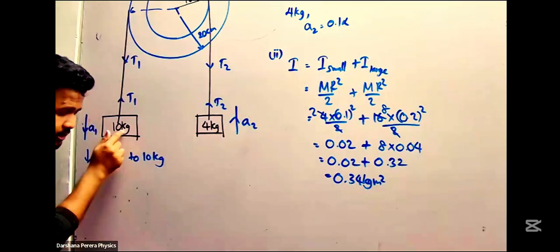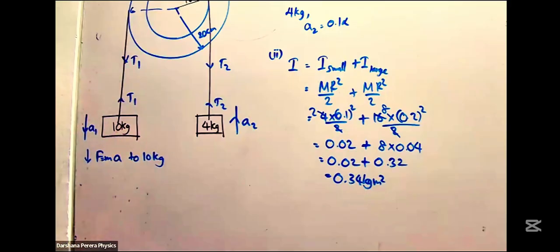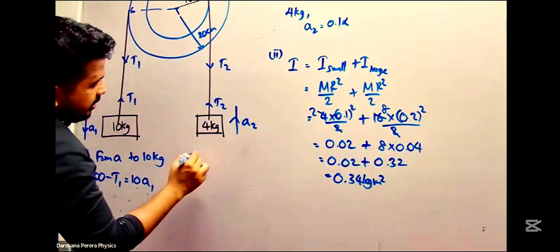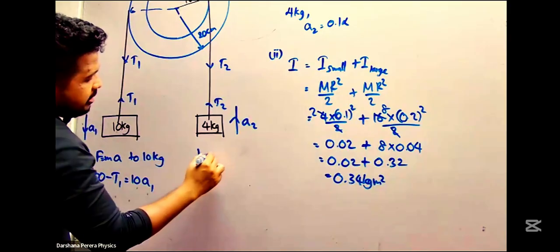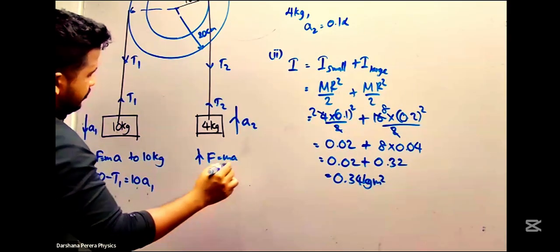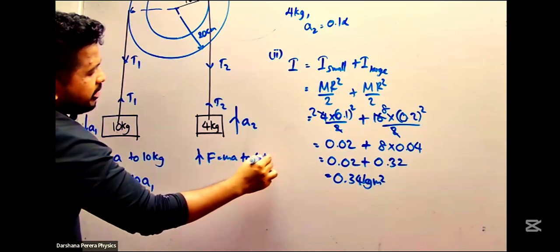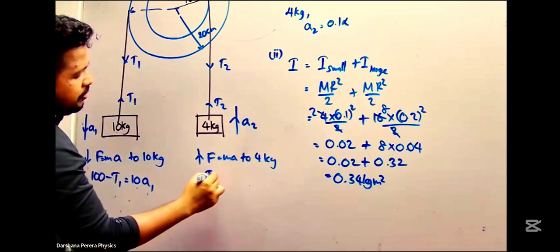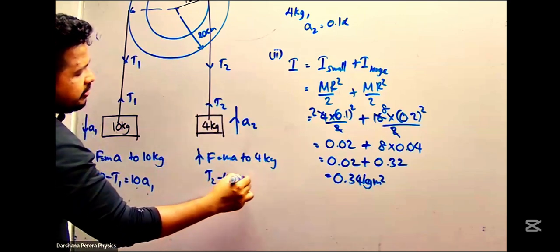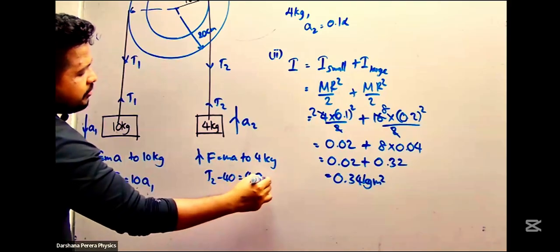We can apply F equals ma. There is a weight of 10 kilogram: 100 minus T1 equals 10 into A1. Apply F equals ma to the 4 kilogram. That means T2 minus 40 equals 4 into A2.